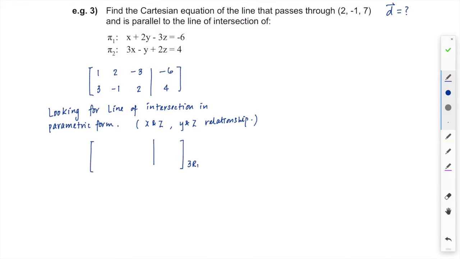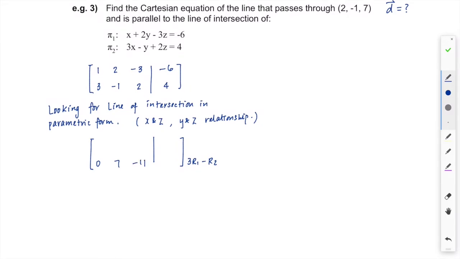So let's do 3r1 minus r2 to eliminate x's. So I get 0, 3 times 2, 6, 7, -3 times 3, -9, minus 2, -11, -18 minus 4, -22. Okay, now remember we want to get rid of y in one of these equations. So what I can do is I can think about 2y and -y. So I can do maybe r1 in the first matrix and then add 2r2. Okay, because that way 2 in the y column, 2 minus 2 is 0.